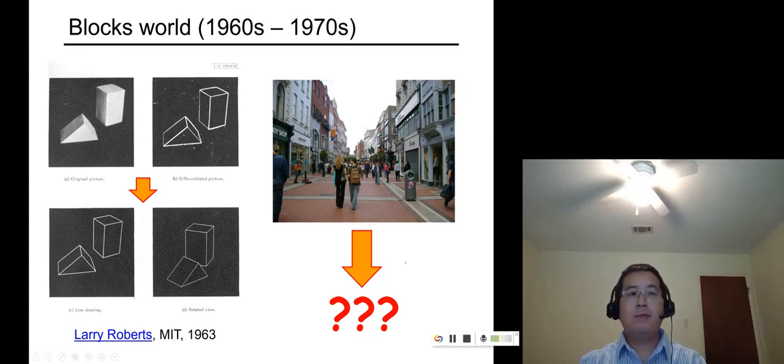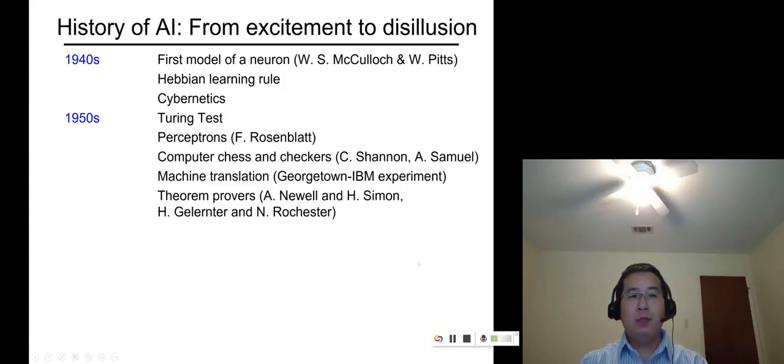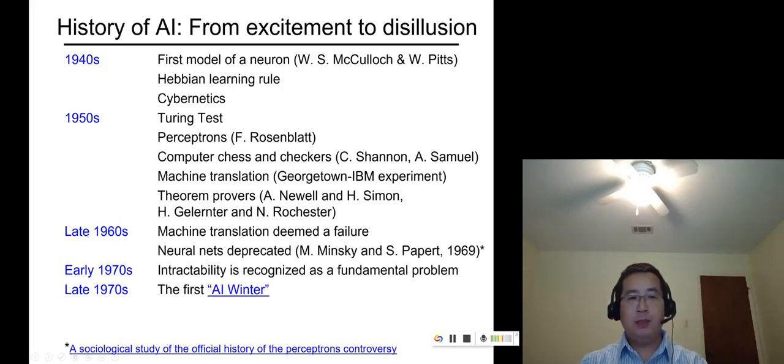Let's continue. So in the late 1960s, we have this one: machine translation deemed a failure, as we mentioned, and then neural nets were deprecated as well.